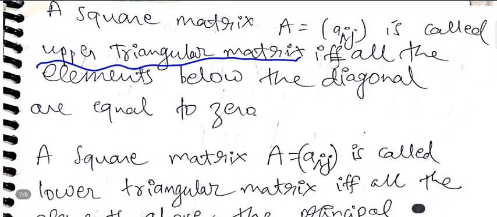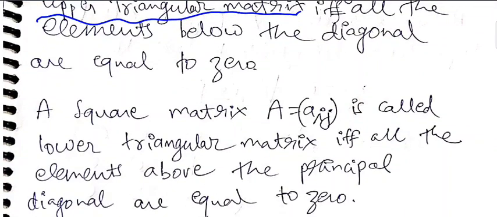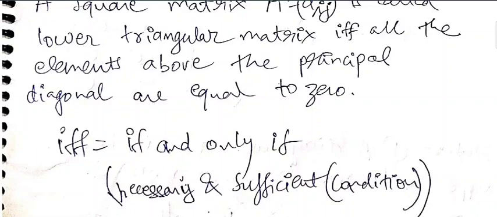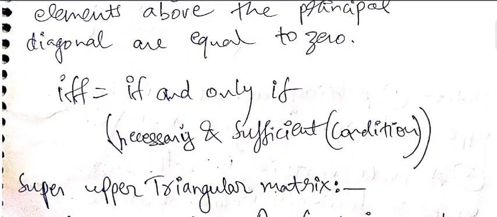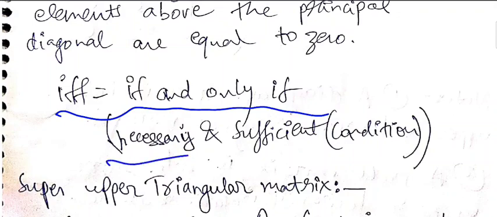So this is the informal definition. A square matrix A equal to Aij is called an upper triangular matrix if all the elements below the diagonal are equal to 0. A square matrix A equal to Aij is called a lower triangular matrix if all the elements above the principal diagonal are equal to 0. Why is it called lower? Because the lower side contains the digits. And why upper triangular? Because the upper side contains the digits, in triangular form. IFF means if and only if, a necessary and sufficient condition, which has already been told to you.